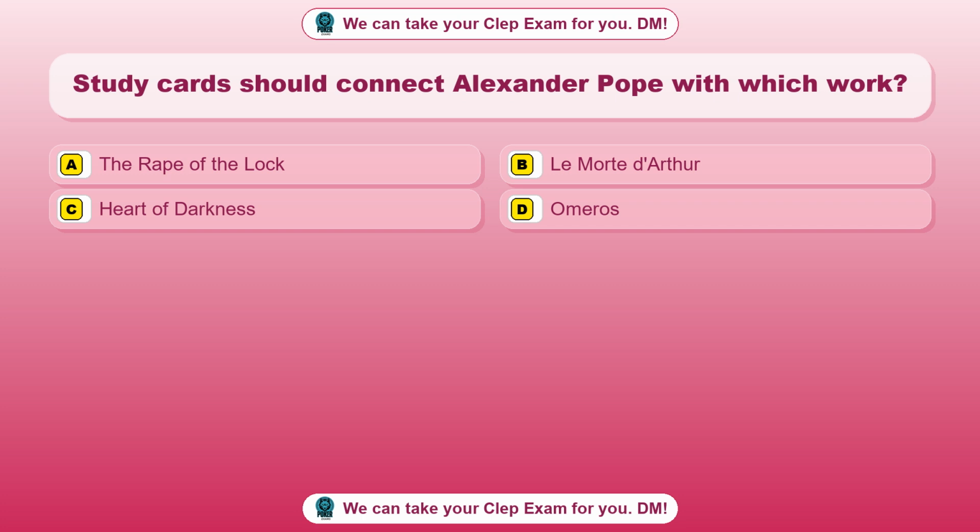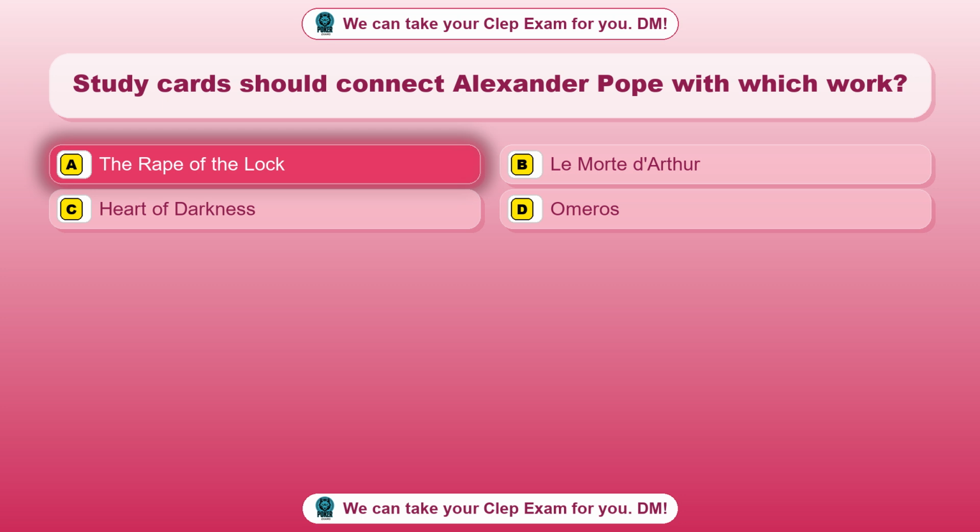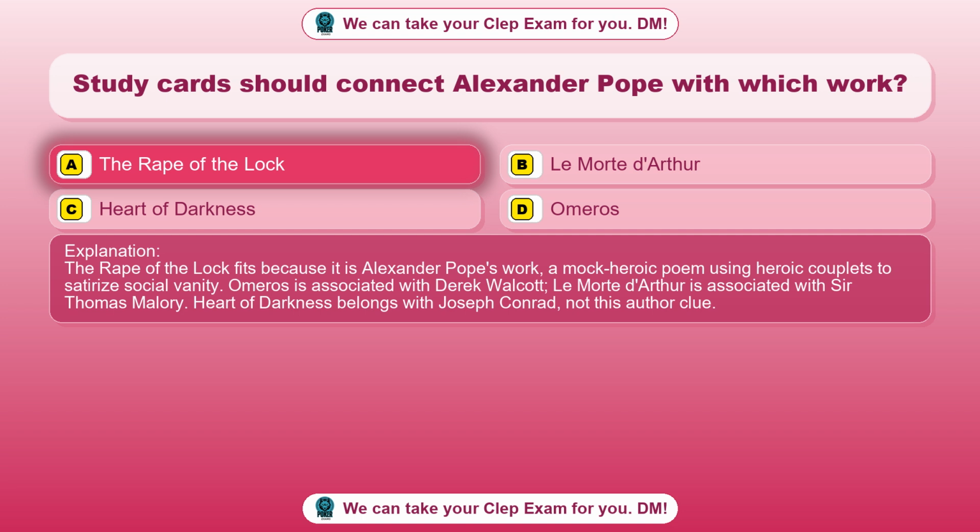Option A. The Rape of the Lock. Option B. Le Morte d'Arthur. Option C. Heart of Darkness. Option D. Omeros. The correct answer is option A. The Rape of the Lock. The Rape of the Lock fits because it is Alexander Pope's work, a mock-heroic poem using heroic couplets to satirize social vanity. Omeros is associated with Derek Walcott.